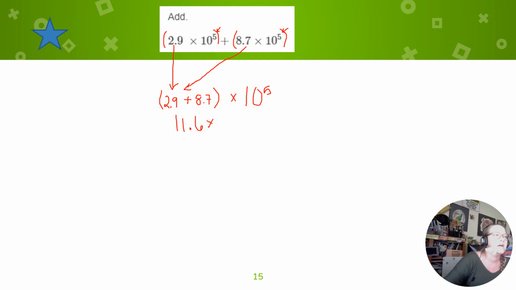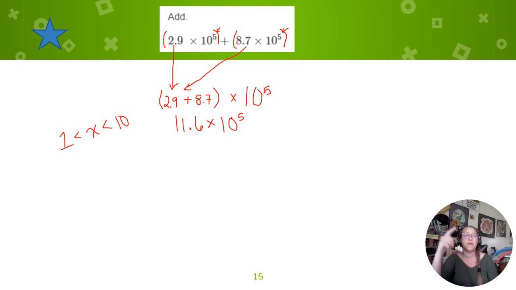11.6 times 10 to the 5th power, and I'm done, right? No, I'm not done. Why am I not done? Somebody chat it. Yes, if you chatted that because that is not scientific notation, thank you, pat yourself on the back. Alright guys, because 11.6 doesn't follow the rules.